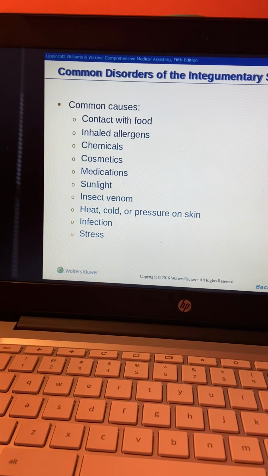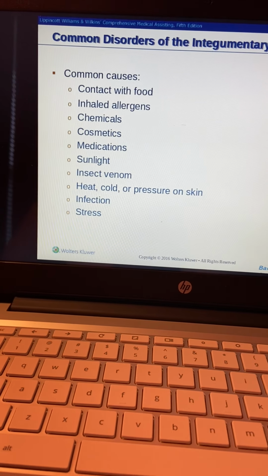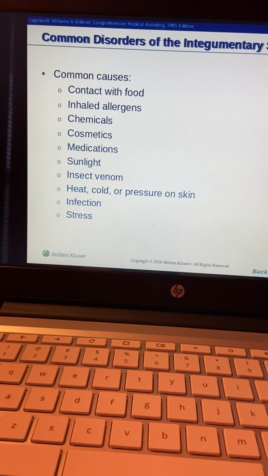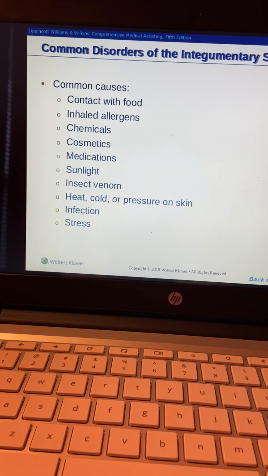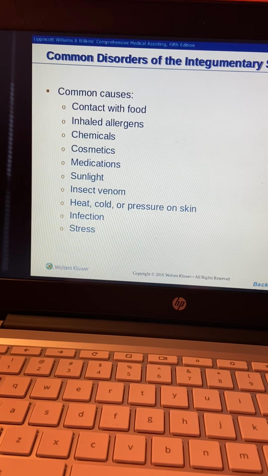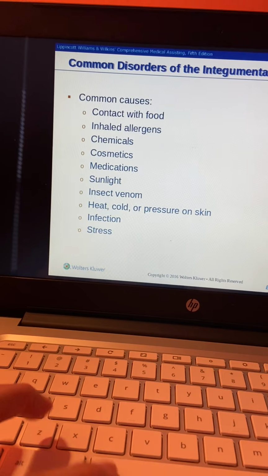Some of the common causes could be that the person comes in contact with a certain food, inhales allergens, chemicals, cosmetics, medications, sunlight, insect venom, heat, cold, or pressure on the skin, infection, and stress.